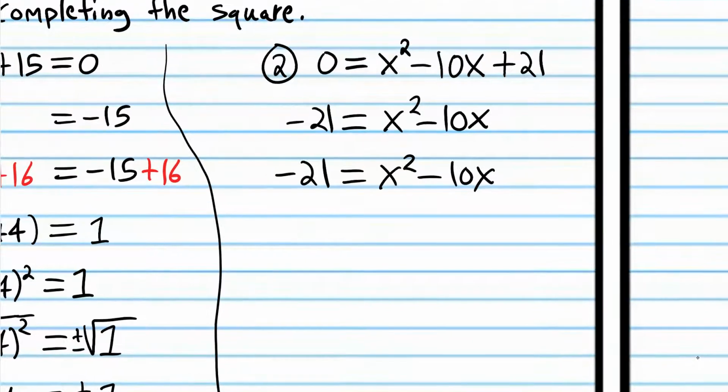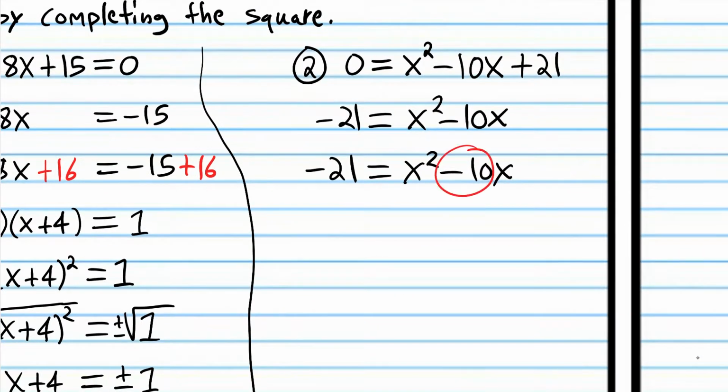So what we're going to do is take this number, and we always do the same thing. It's always the number next to x, not x squared, but the number next to x. We divide it by 2, and we square it. So if you divide by 2, you get negative 5, and if you square that, you get 25. So that tells us that in order to complete the square, we have to add 25 to both sides.